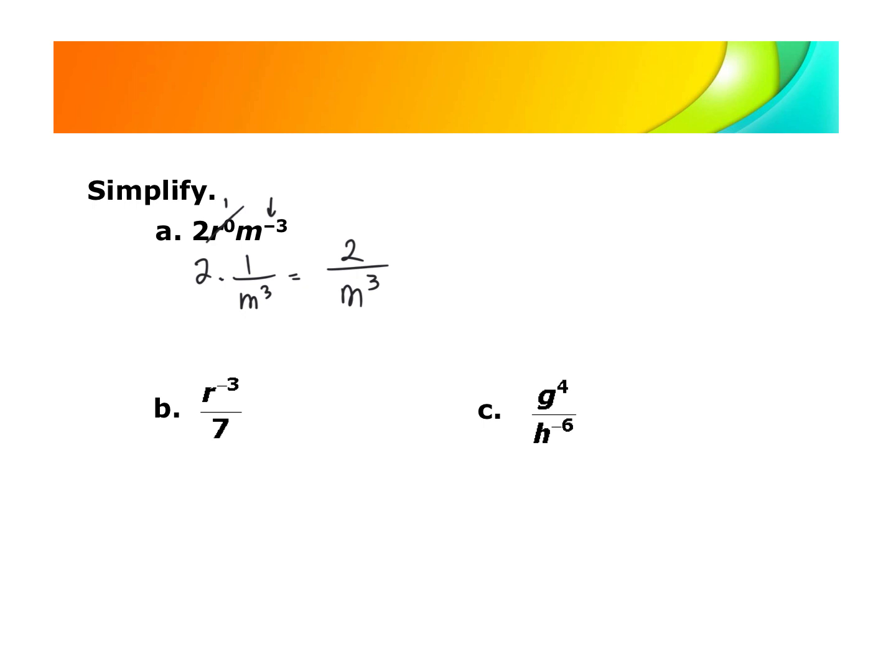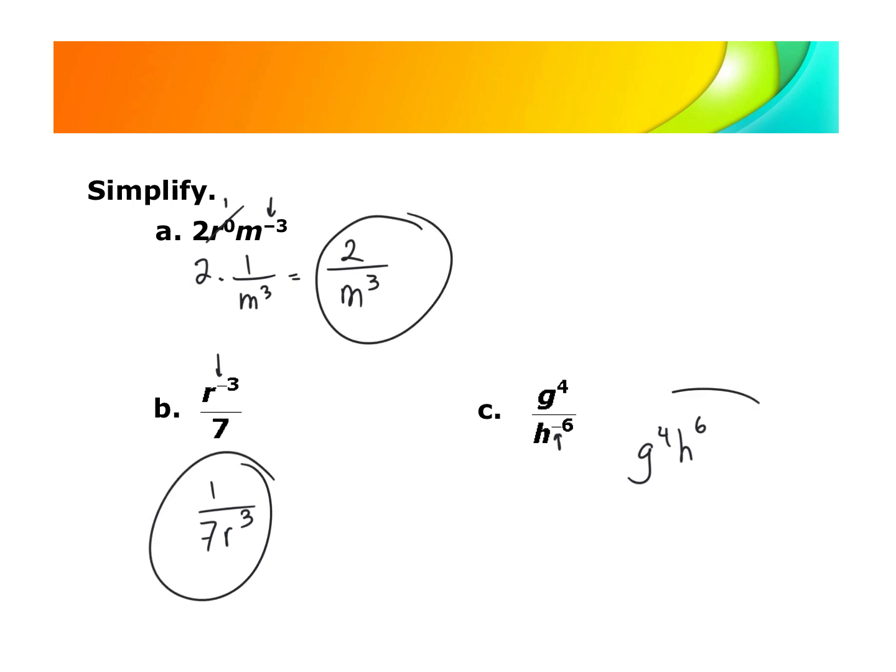Now, for b, we have this negative power. So again, we're going to flip it over. So 1 over 7 r to the 3rd power. Again, we just flipped it over. Then we have the negative 6. So we're going to flip it up for the c. So it's going to be g to the 4th times h to the 6th power. So these are your 3 answers for a, b, and c.